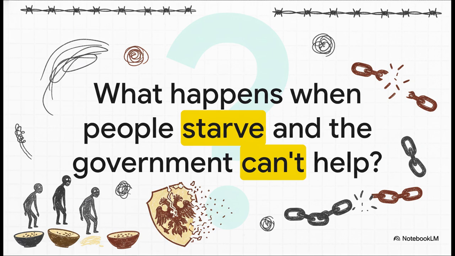So this brings us to a really important question. I want you to just think about this for a moment. What happens when people are starving, and the government, which is supposed to help them, seems to be doing nothing? Well, the answer is people lose trust. They lose faith in their leaders. And this is exactly what started to happen in Russia.